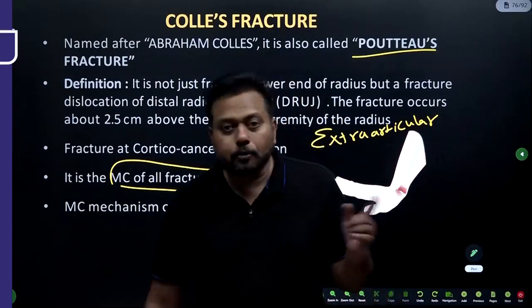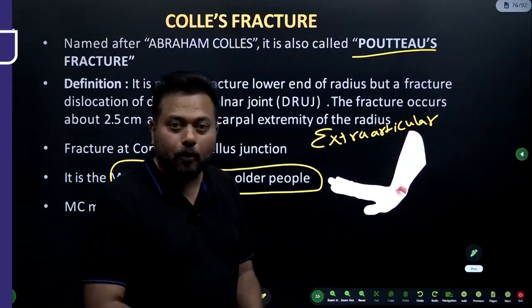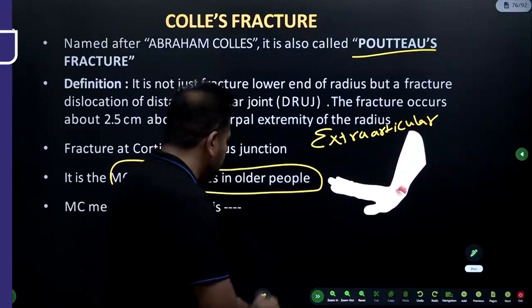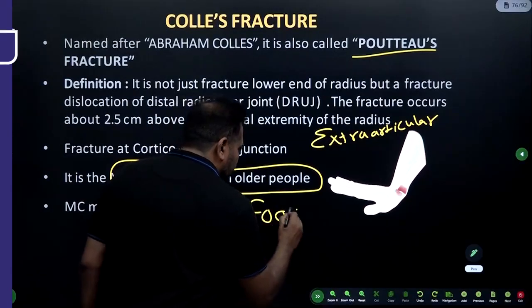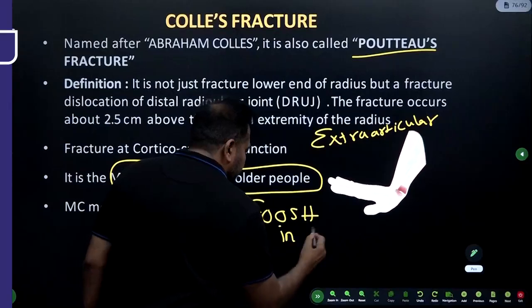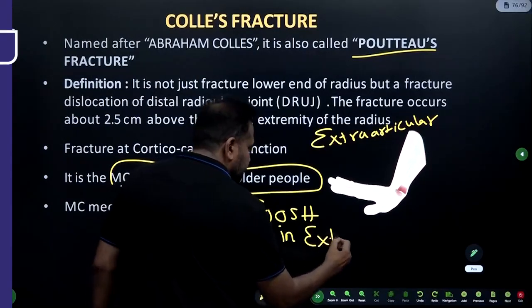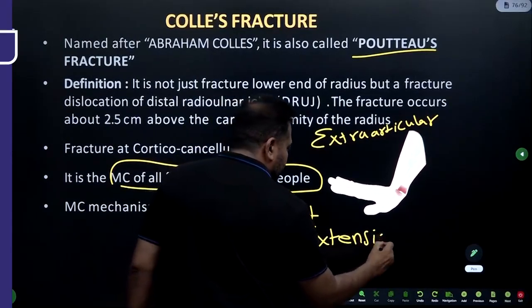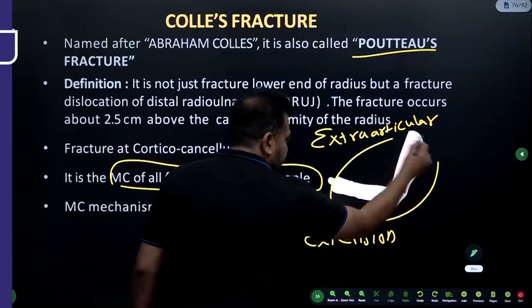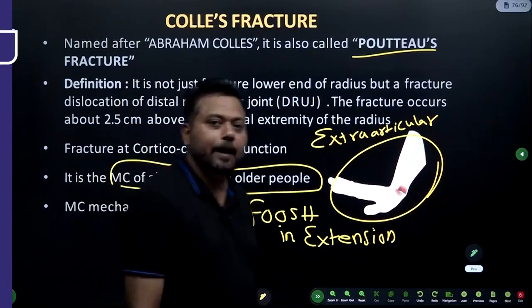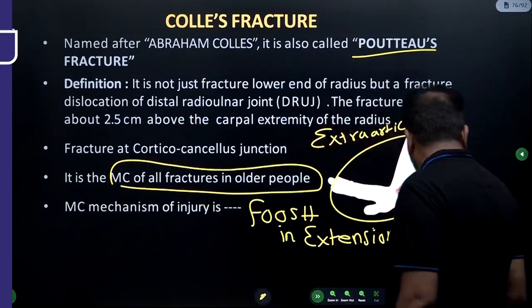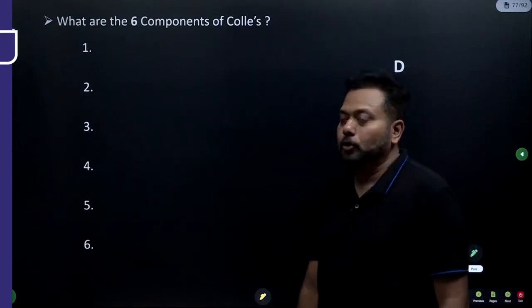The most common mechanism of Colles fracture is fall on outstretched hand in full extension. So this is very important. Fall on outstretched hand, push in extension. Look at this diagram. So this happens in extension. That's the mechanism, right?